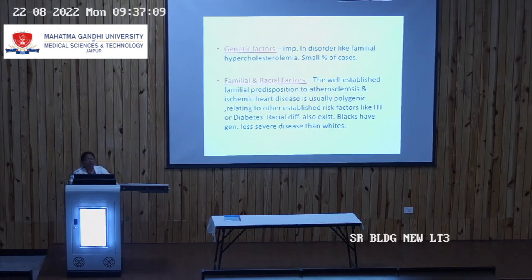Your genetic, familial and racial factors are interlinked, and some people have familial hypercholesterolemia in their families, and it has been found that they have an increased risk of atherosclerosis. These risk factors are usually polygenic, that is, multiple genes are involved, and there are also racial differences, like blacks have a less severe disease than whites.